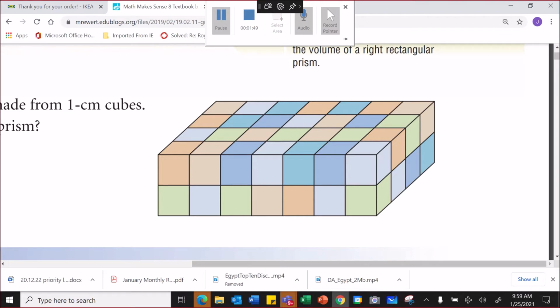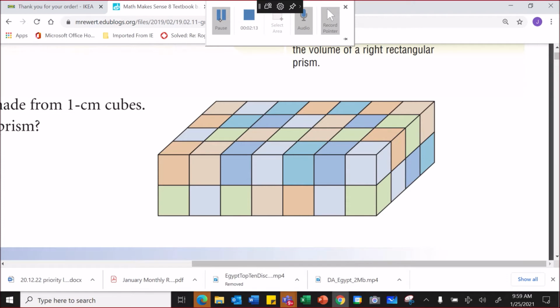I already see a number 50 going on here. Now, just to outline it for you, I see we've got 1, 2, 3, 4, 5, 6, 7 right here. It's 2 tall and 4 deep. So we've got 7 by 2 by 4.